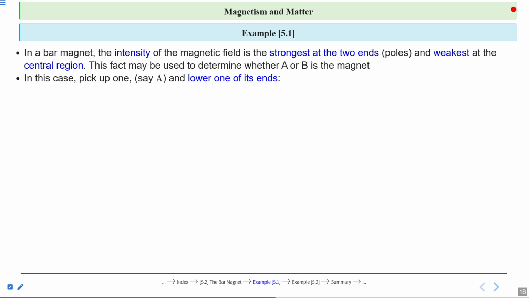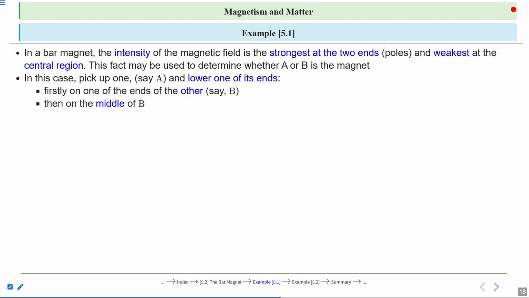Say A means we have picked up the A bar, and we are bringing one of its ends, firstly, near one of the ends of the other bar, that is B. We are bringing one end of the A bar near the end of the other bar B.